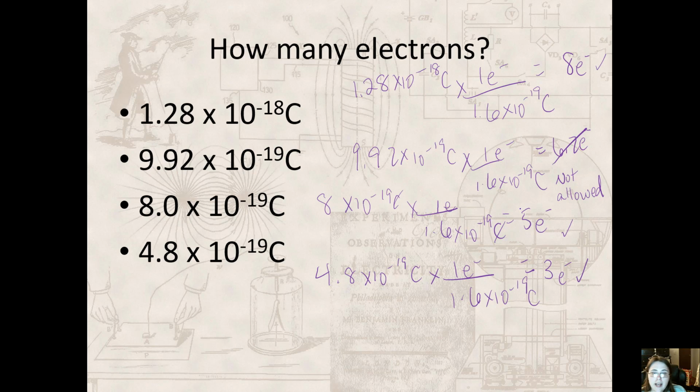Okay? So that is how you figure out which numbers of coulombs actually correspond to whole electrons, and conservation of charge, and Coulomb's law as well. So finding the force between two charges.